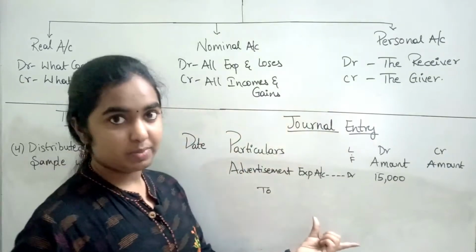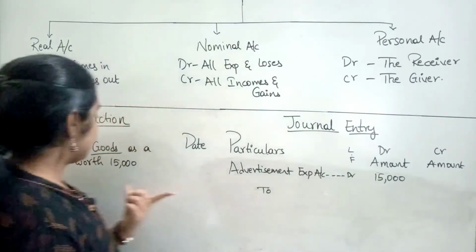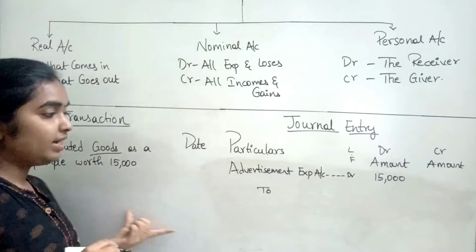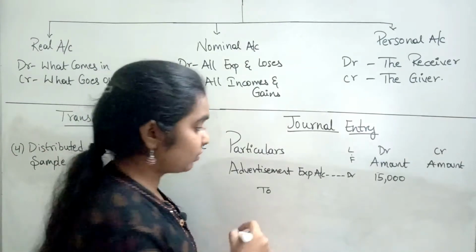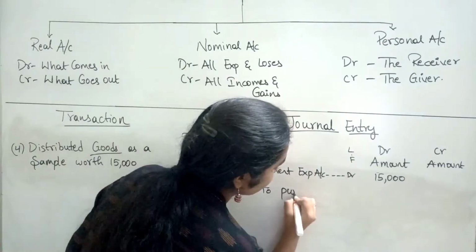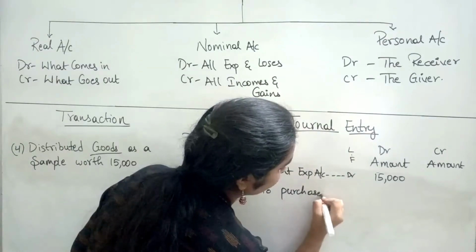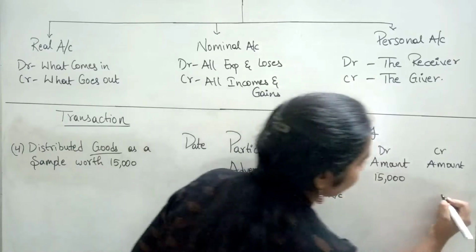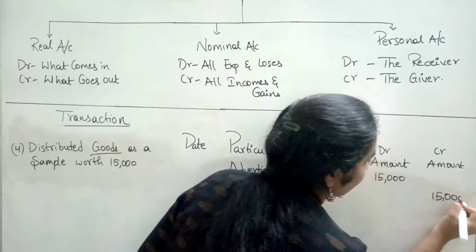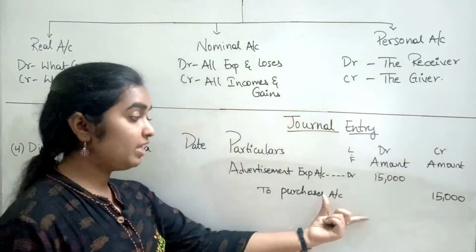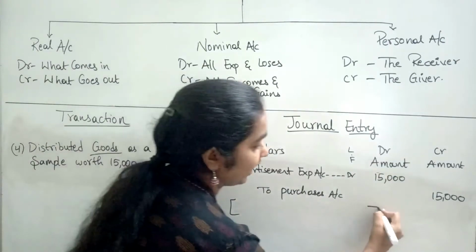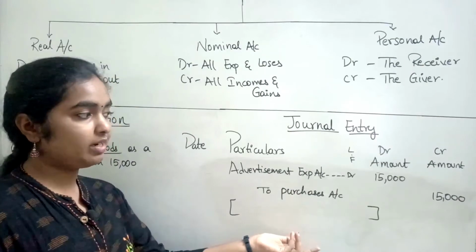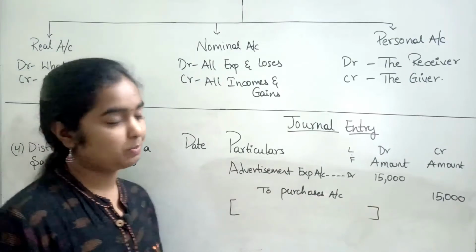And what account needs to be credited over here? The second aspect involved is goods, right? So instead of goods, as in the previous transaction, we have to mention the purchases account. So even here we are simply reducing the purchases value in our books of accounts. Again the narration, like goods distributed as a sample worth 15,000 rupees.